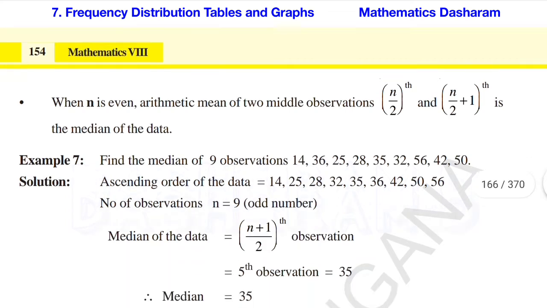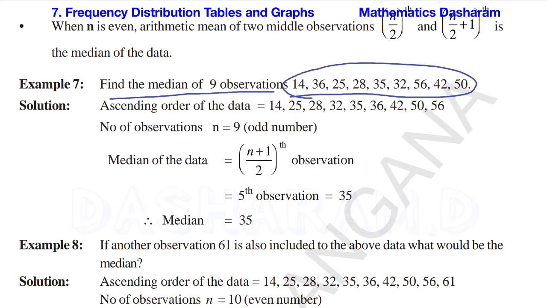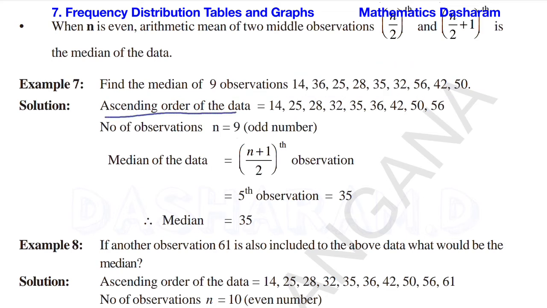Let's see example 7. Here, find the median of 9 observations. So these are 9 observations. Answer: first, ascending order of the data. Your wish, you can arrange in descending order, it is also correct. So here is the ascending order of the data. How many observations? n equals 9. 9 is an odd number.